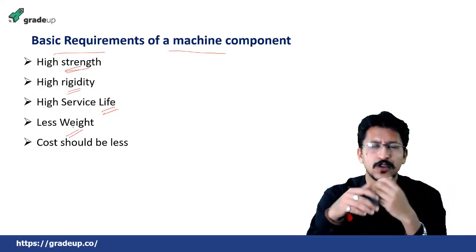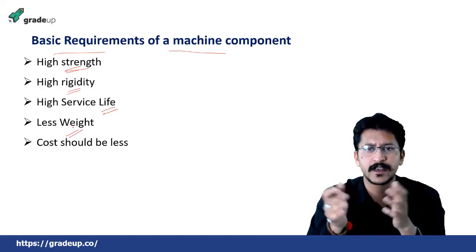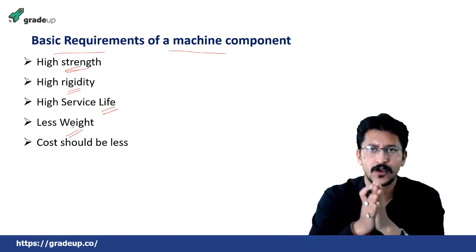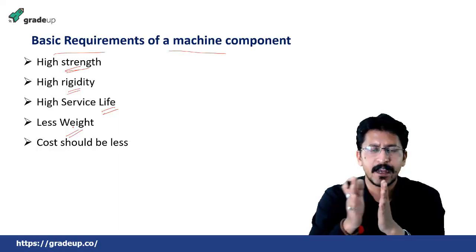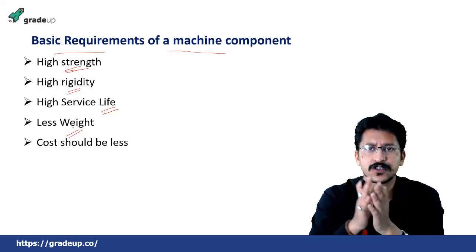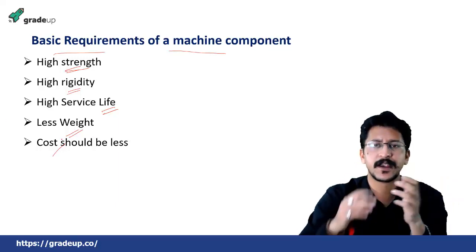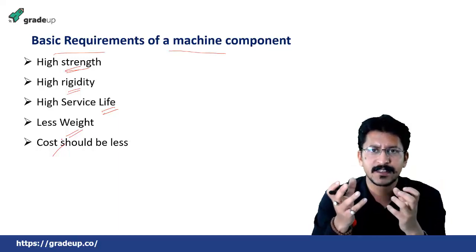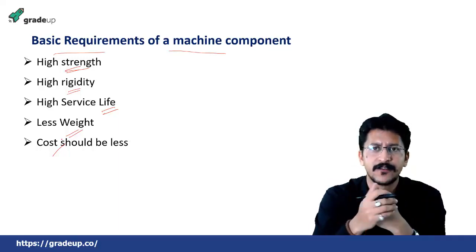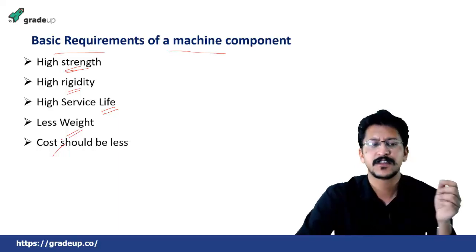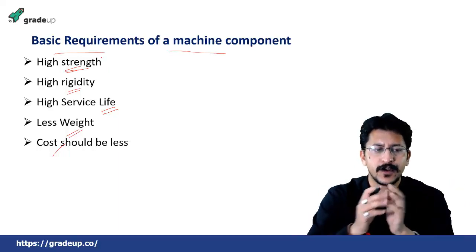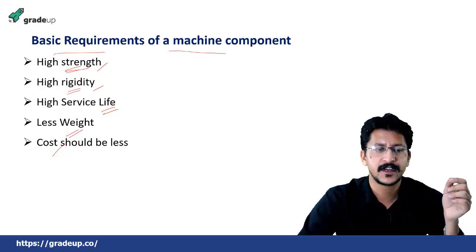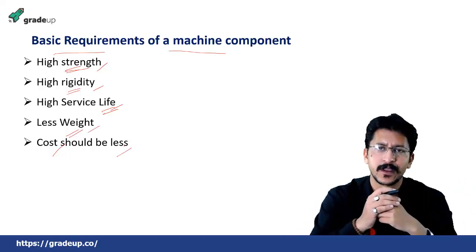Why less weight? So that, if required, it can be transported easily. Also, less weight has other factors associated with it: the cost incurred will be less. Why? Because the materials or components that go into it, or the minute details that it carries, are also less, and only then will the weight be less. So these are some of the basic requirements of a machine component: it should have high strength, high rigidity, high service life and less weight, and the cost should also be less.